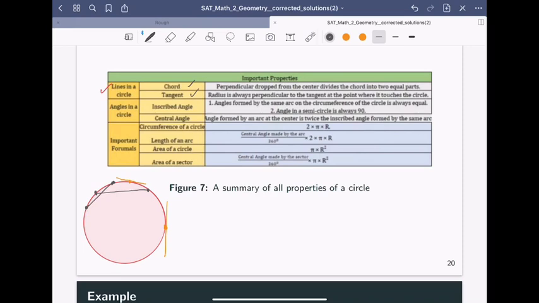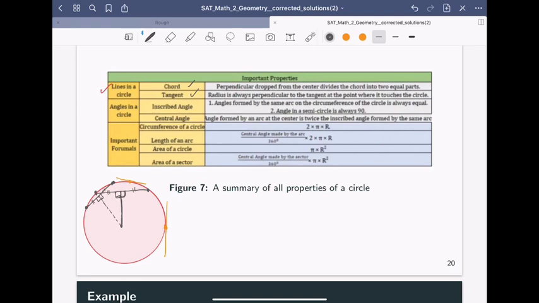These are important properties about the different lines. So a chord, what do they say? A perpendicular drop from the center, here's the center, divides the chord into two equal parts. So if I drop a perpendicular line, which essentially means these two angles are 90 degrees, then this chord is divided into two equal lengths. And for this one as well: if I drop a perpendicular line such that these two angles are 90, then this chord is divided into halves.